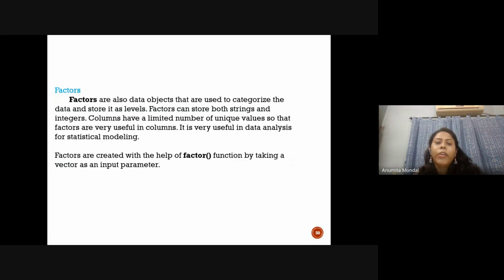Now factor. Factors are data objects that are used to categorize data and store its levels. Factors can store both strings and integers. Columns that have a limited number of unique values are where factors are very useful. They are very useful in data analysis for statistical modeling. We use the command factor.